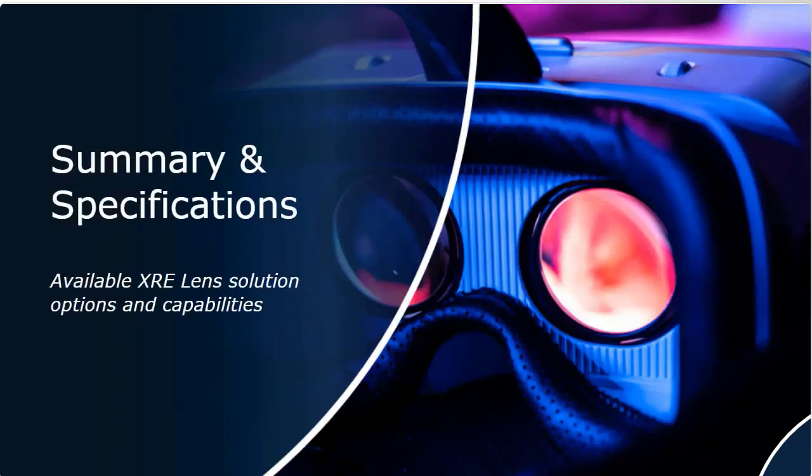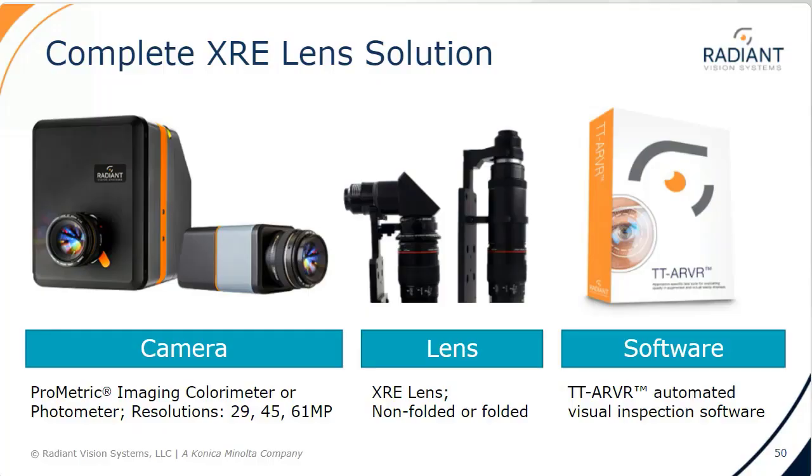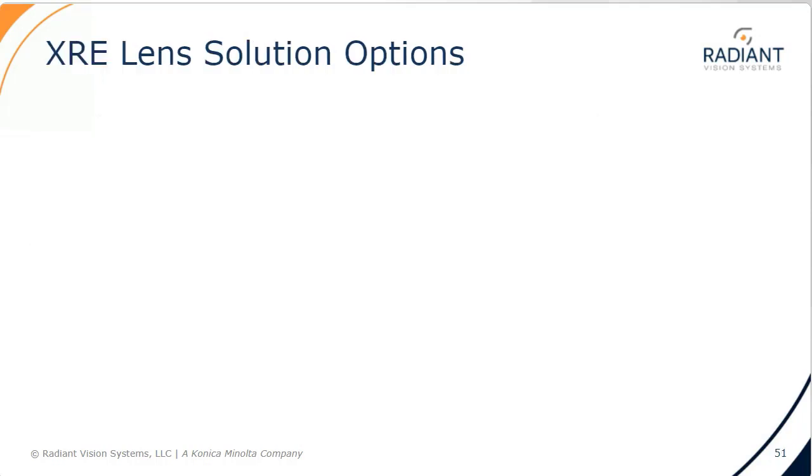All right, before we wrap up, I'd like to summarize the solution options that Radiant has made available with the XRE lens and their specifications. The complete XRE solution consists of a camera, lens, and software. The same fundamental platform underlies each system, which includes the Prometric imaging system and TT-ARVR software. However, there are several ways to tailor a solution to meet specific needs. The XRE lens solution is designed to provide manufacturers with the flexibility to meet unique measurement parameters of their device, reducing the need for customization.